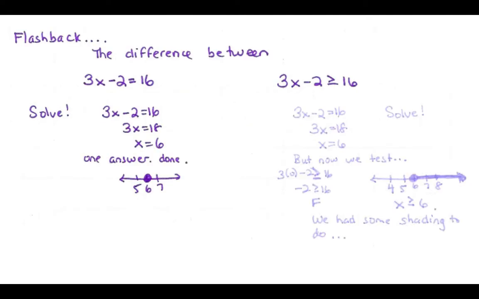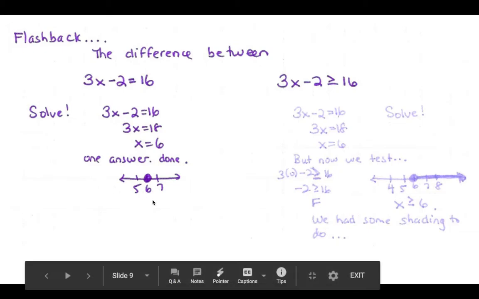So let's just do a quick flashback to one variable, and let's look at the difference between equation and inequality. So over here on the equation side, 3x minus 2 is 16. So I solve, add 2, divide by 3. There's the answer, one number, done, that's it. I could draw a graph, but it's kind of pointless.